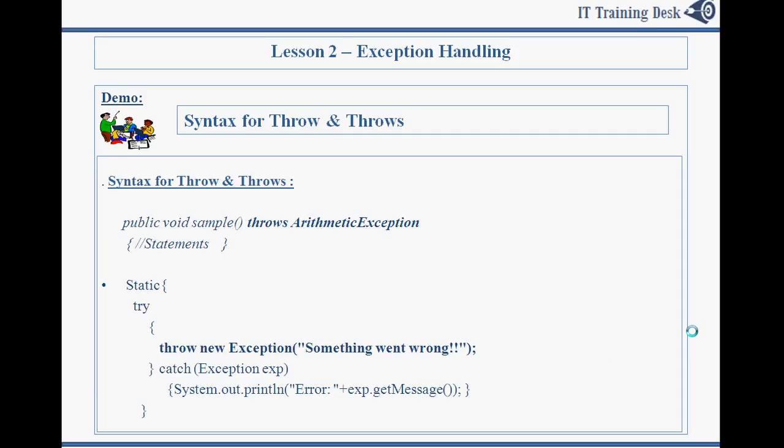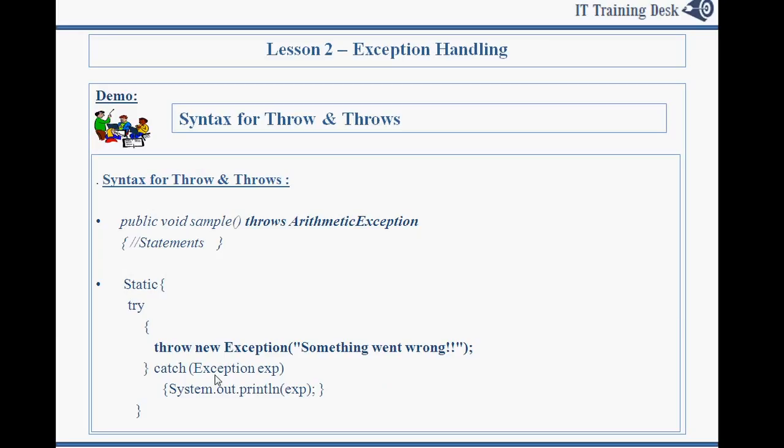This is the syntax for throw and throws. See, I have taken one method, public void sample. I am declaring one exception with the throws keyword. Here I can declare multiple exceptions by using a comma, and I will write whatever statements I have to write inside this. As I already told you about throw, it is always invoked from a static block or a method or a loop. And by using the throw keyword, we can throw only one exception. But by using the throws keyword, we can declare more than one exception.